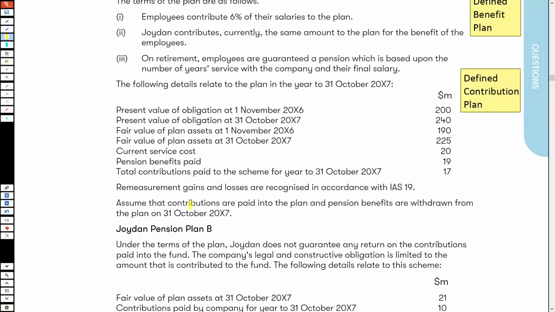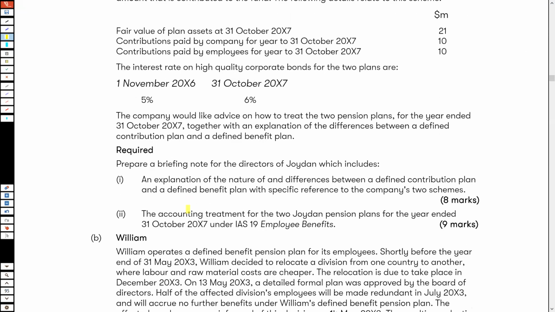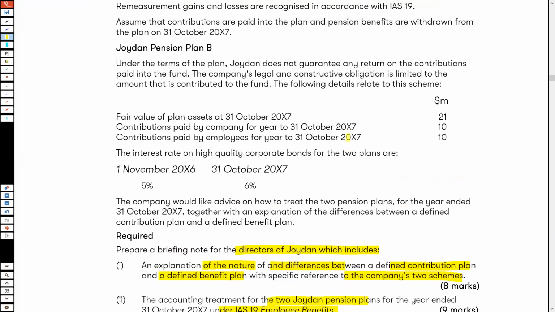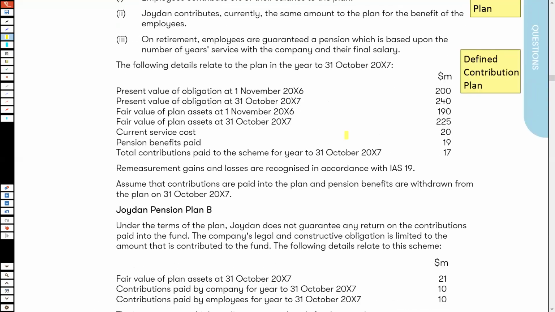Now, what exactly is the requirement of the question? It says prepare a briefing note for the directors of Joydin, which includes an explanation of the nature and differences between a defined contribution plan and a defined benefit plan, with specific reference to the company's two schemes, and the accounting treatment for the two Joydin pension plans for the year ended so and so under IAS 19 Employee Benefits. What we need to do is explain the nature of and differences between a defined contribution and a defined benefit plan. So let's see what's going on in here.